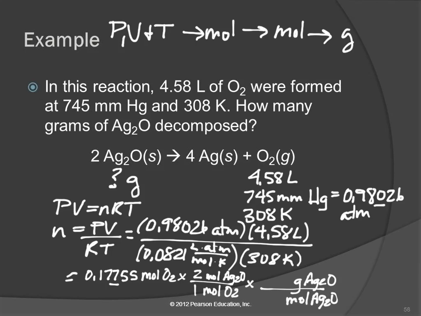Silver, 107.9 times 2, plus oxygen, 16. So we get 231.8. So I've got 0.17755 times 2 times 231.8 equals, and this should have 3 sig figs, 82.3 grams of silver oxide. Any questions?